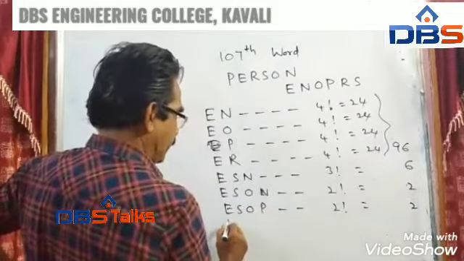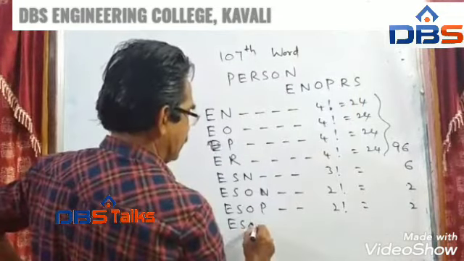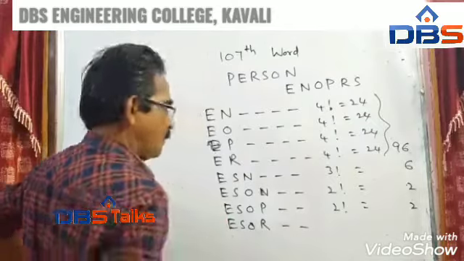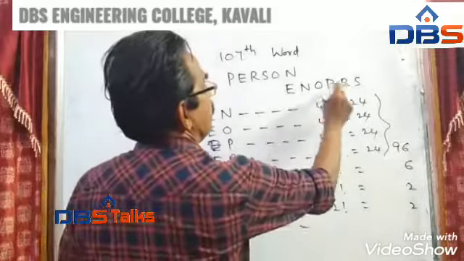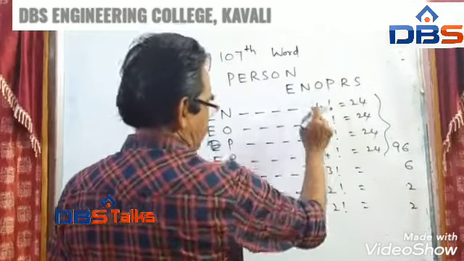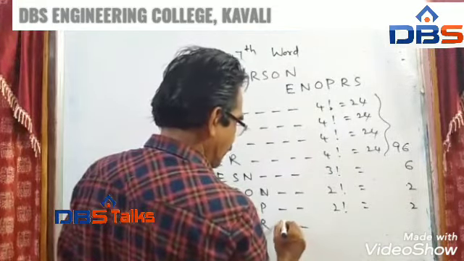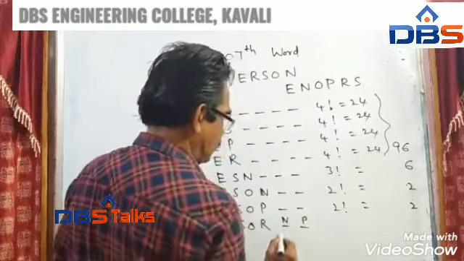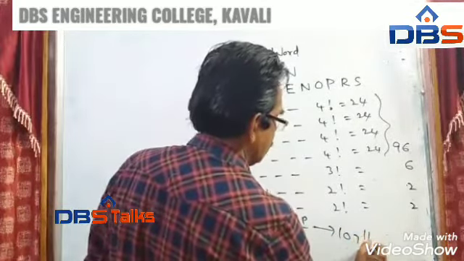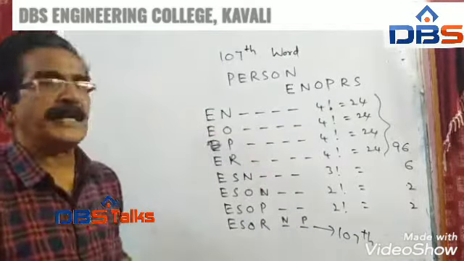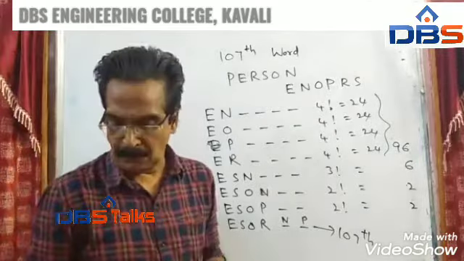After ESOP, after P, what is the next letter? ESOR. So what are the remaining 2 letters? ESOR, the remaining 2 letters are N and P. So NP is one arrangement and PN is another arrangement. We want only the 107th. So ESORNP is the 107th. Okay friends, like this we have to solve the problems.